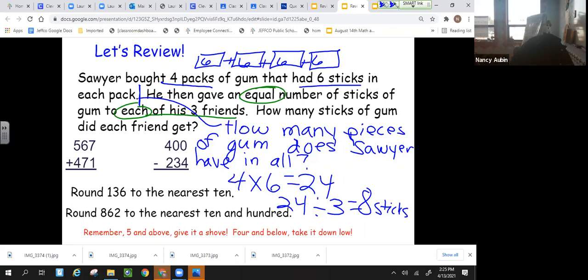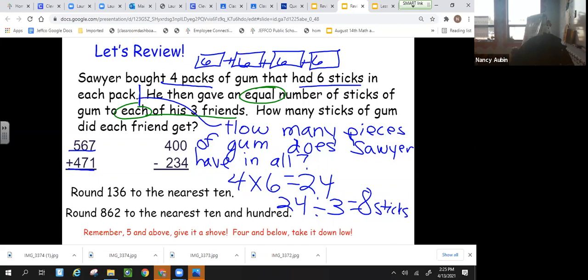All right, 2 basic 3-digit addition and subtraction problems. Go for it. 567 plus 471. Then 400 minus 234. Hold up both of them. Do them both. Hold them up when you have your answers. Been a while. I thought we should throw these in. I was afraid you were forgetting them.